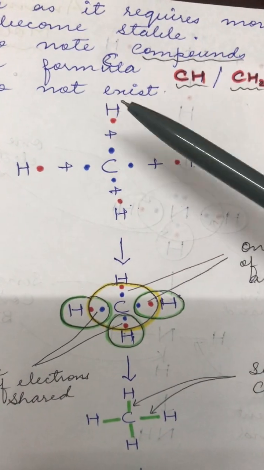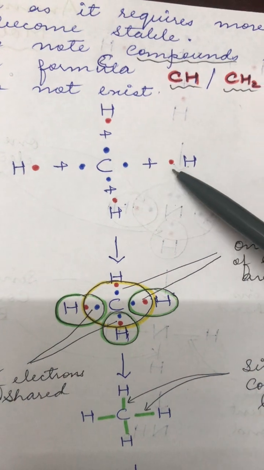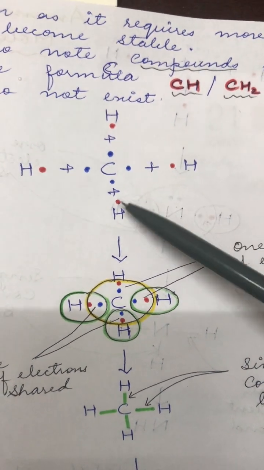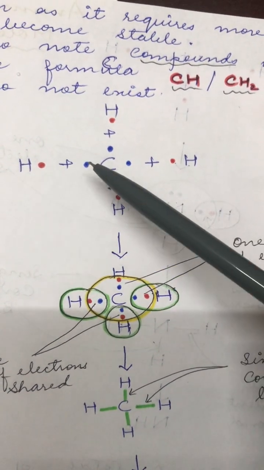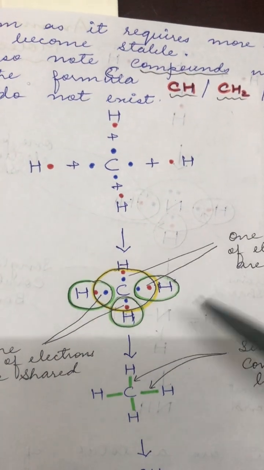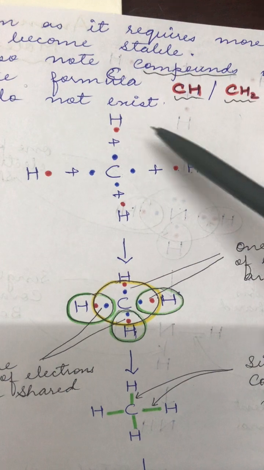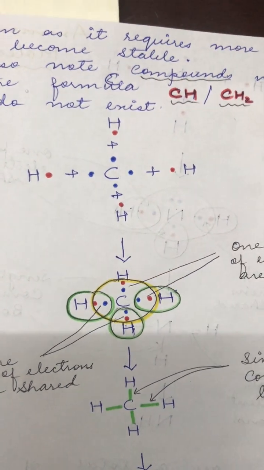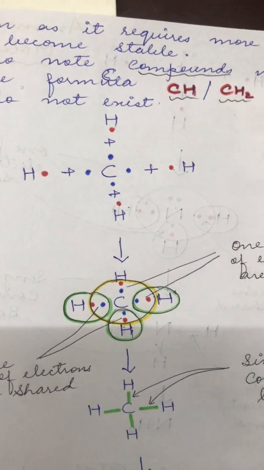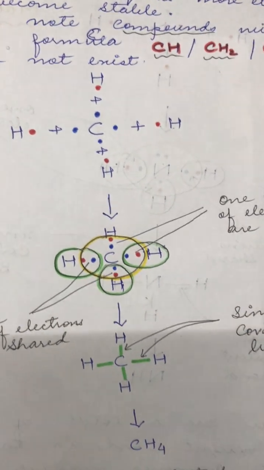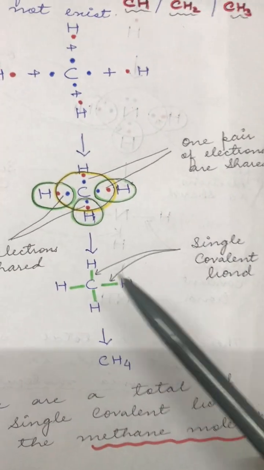So it gets 1 electron from this hydrogen atom, 1 electron from this hydrogen atom, 1 electron from this hydrogen, and 1 electron from this hydrogen atom. So in turn, it is easily able to complete its octet. And each of the hydrogen atoms gets 2 electrons each, and in turn completes its duplet. Now this is shown with the help of the next structure here.